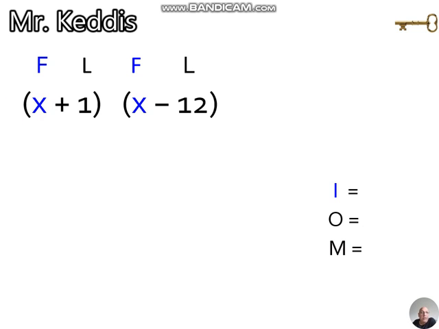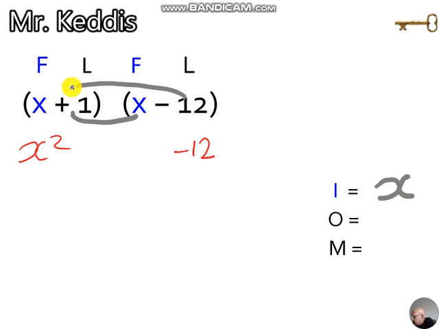To multiply two binomials, I multiply first times first, and I get the first term. Last times last, both 1 times negative 12, I get negative 12. To find the middle term, I have to find the product of the inner terms, which is positive x, and the outer term, negative 12 times x, I get negative 12x.